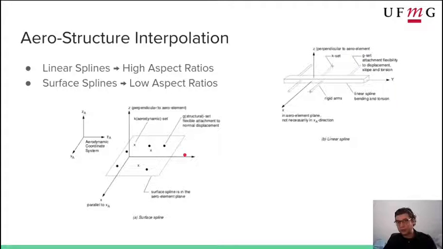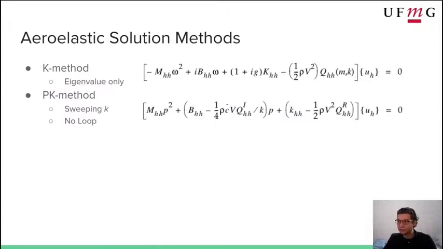To interpolate the forces to the structure and the structural displacements to the aerodynamic mesh, NASTRAN offers 2 principal kinds of interpolation: the linear splines for high aspect ratio structures and the surface splines for low aspect ratio structures. And for the flutter solution, NASTRAN offers 2 classical methods with optional, more modern configurations. First is the K method, the American method, and the PK method, which is the British method.